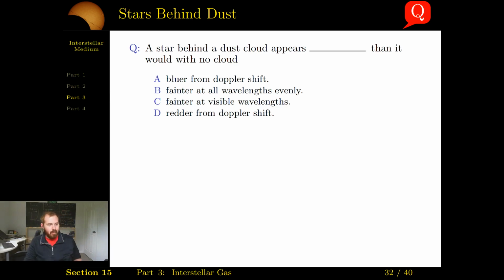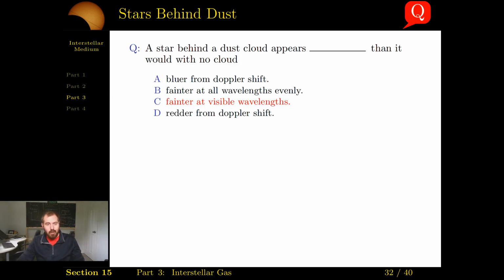All right. So the first answer I see was redder from the Doppler shift. And I've got to be specific here. It is not redder from a Doppler shift. Doppler shift is going to be different, but close.